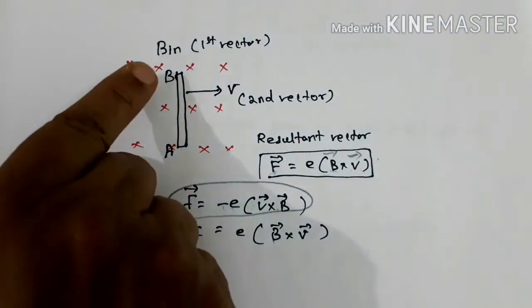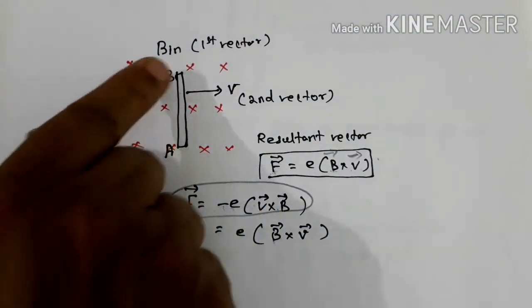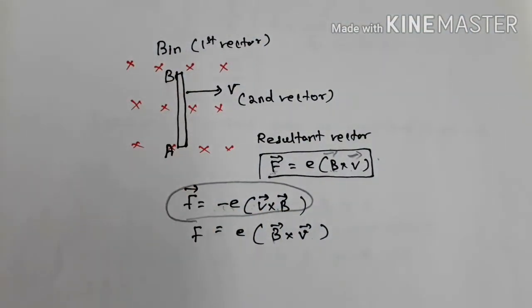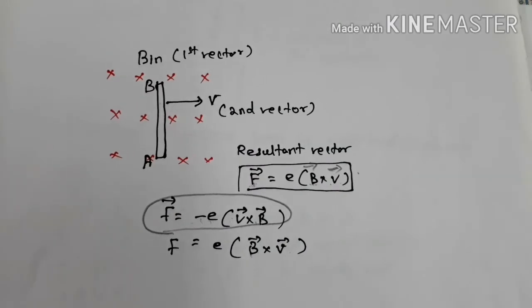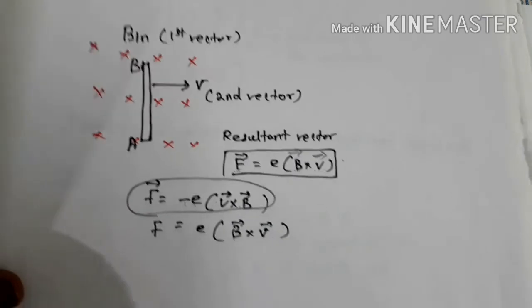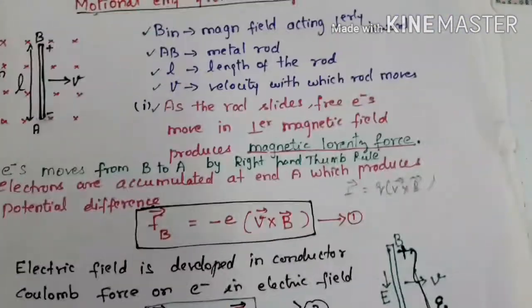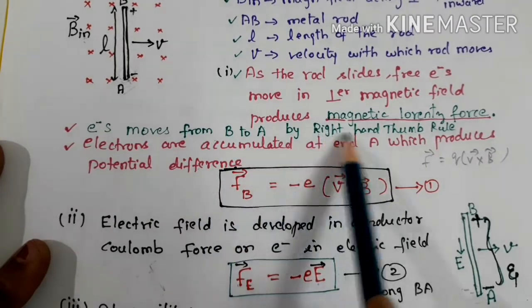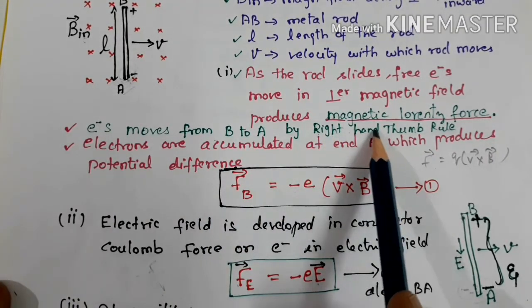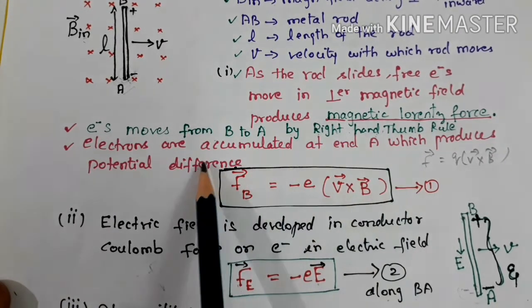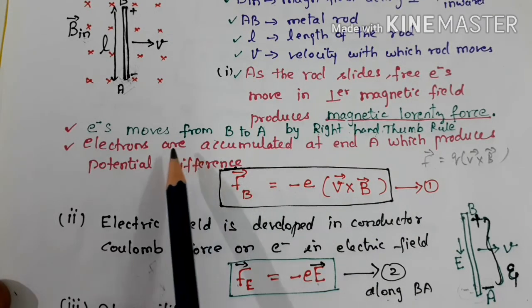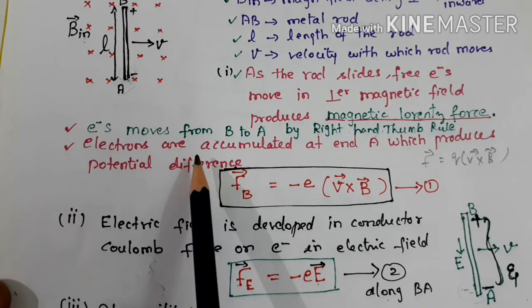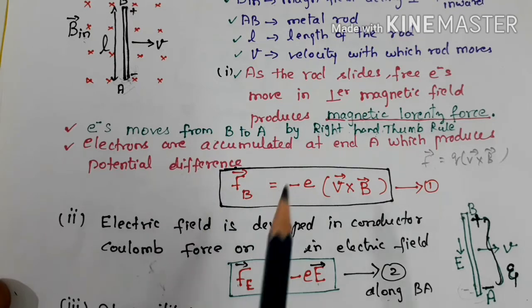That is why Lorentz force is acting from B to A. So electrons are drifted from the end B to A, right children? You can apply the right hand thumb rule by yourself and check that. As I told you, electrons move from B to A by the right hand thumb rule because Lorentz force is in that direction. So electrons are accumulated at the end A, which produces the potential difference.